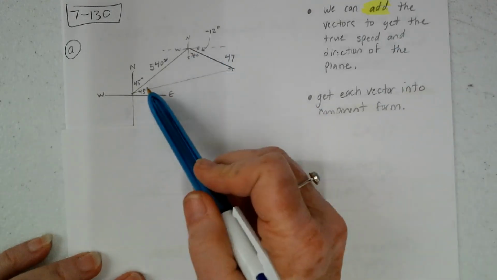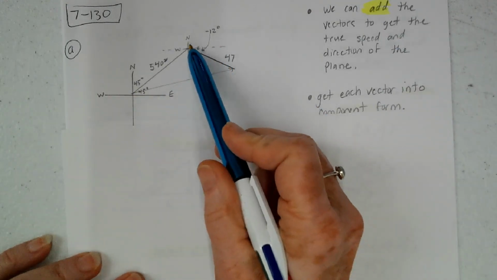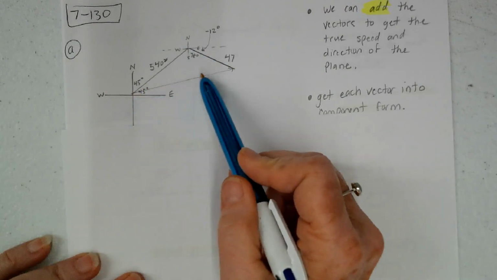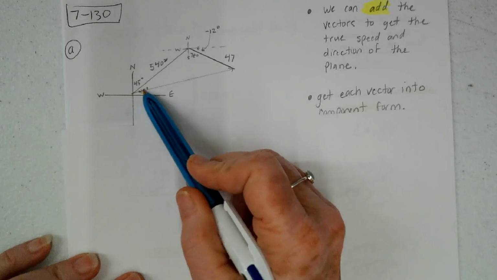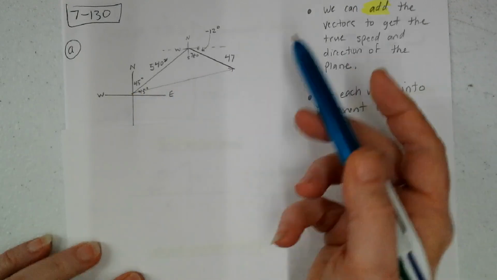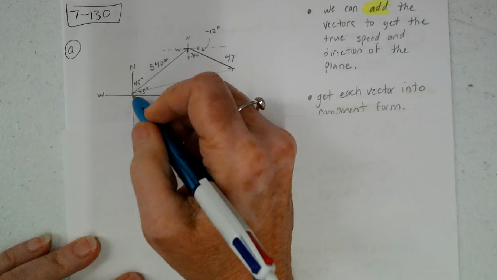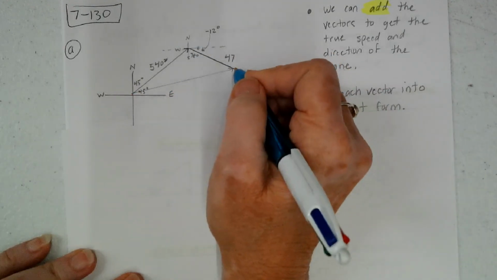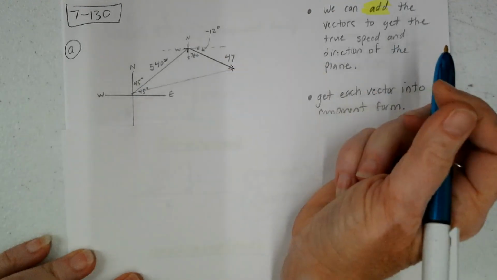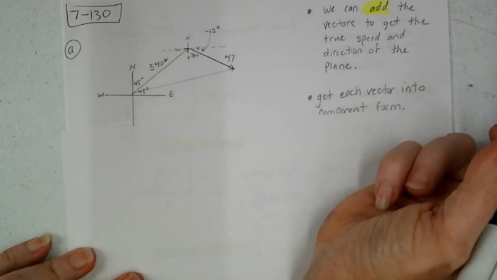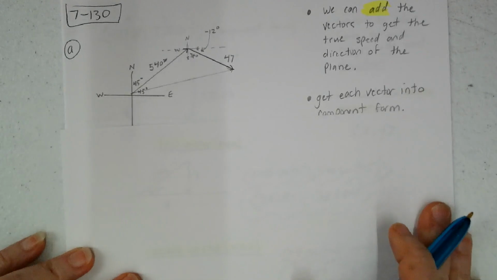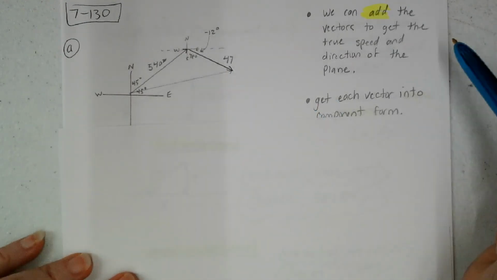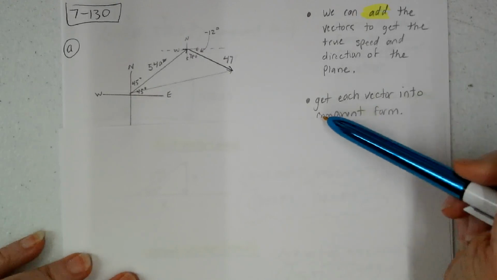So we know the wind's kind of helping the plane along, but it's also kind of blowing it down, so it's going to probably close this angle up a little bit. If I actually add these vectors up, the way we add them from initial point to terminal point, I can get the true speed and direction of the plane. So basically you're going to add vectors.